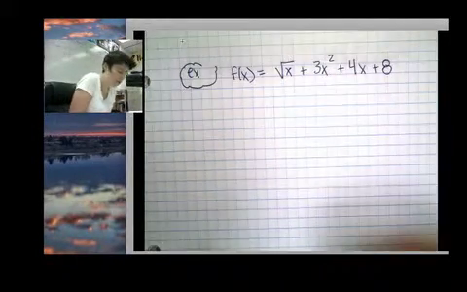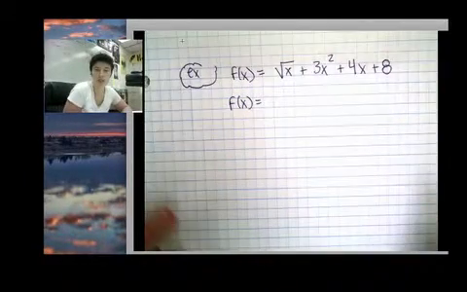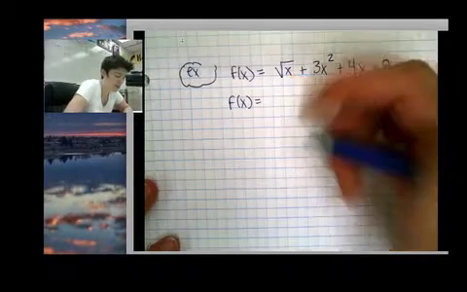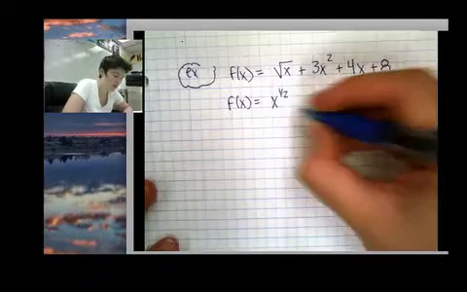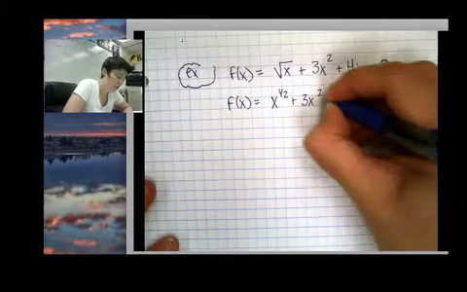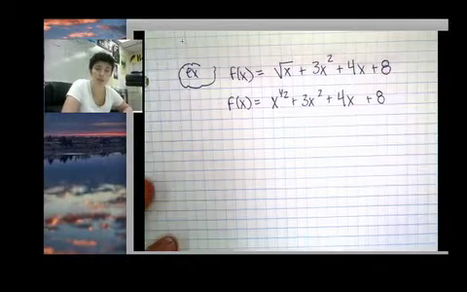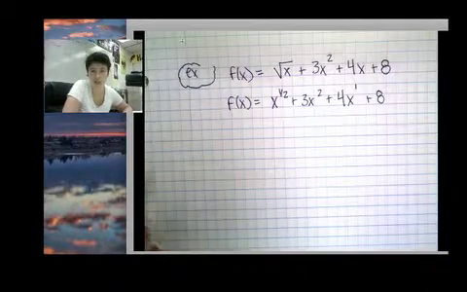So what I'm going to do is rewrite it once. F of x equals. I want everything to look like x to a power. So right here, radical x, I'm going to make it x to the 1/2 power. It's the same thing. Plus 3x squared plus 4x plus 8. And if it helps you, really this is 4x to the 1st power, if you need that up there.